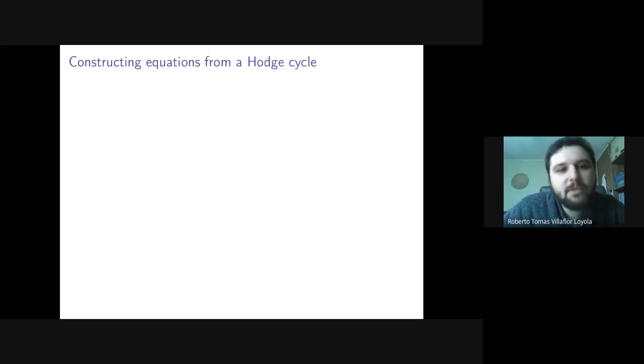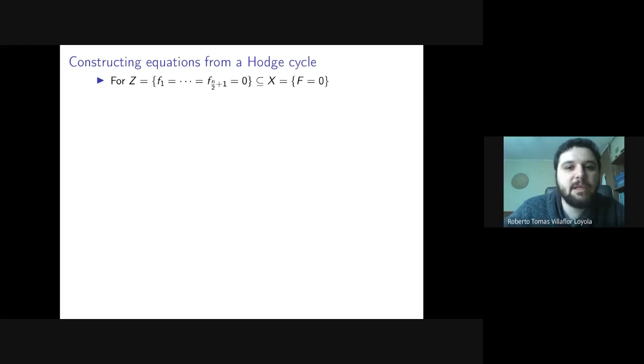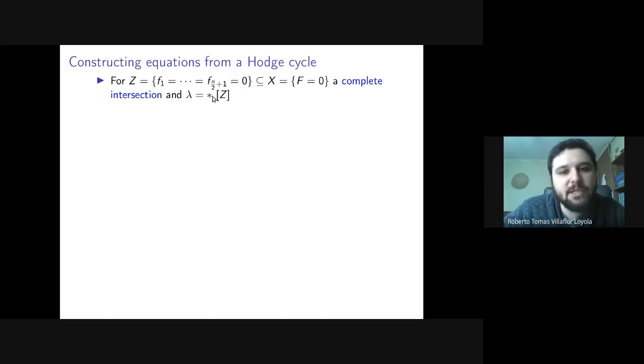So now I want to discuss how we can construct the equations from a Hodge cycle written in this nice way, in terms of this Griffiths form. So let's consider some examples. The first examples will be algebraic cycles, supported in some simple algebraic cycles. So if we consider a complete intersection C inside X, a smooth hypersurface, and we take lambda to be the homological class of C, right? We want to reconstruct in some way the equations of C just by looking at the class lambda.